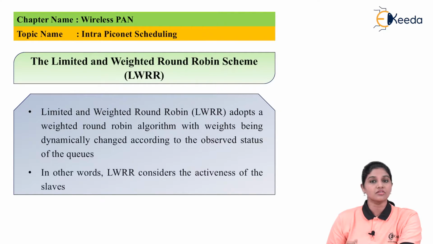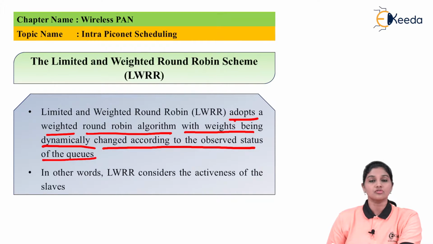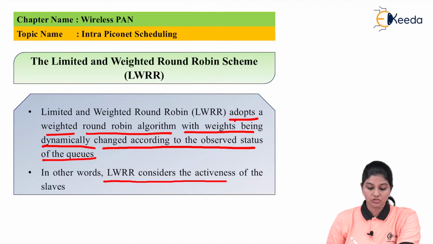Now let's discuss the first type of algorithm, and that is the limited and weighted round robin scheme, which is also called ELWR. It basically adopts a weighted round robin algorithm with weights being dynamically changed according to the observed status of the queue. By determining whether the queue is idle or busy, the algorithm is dynamically changed as per the queue status.